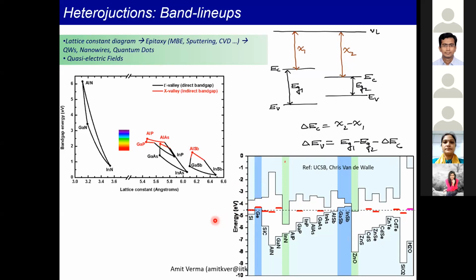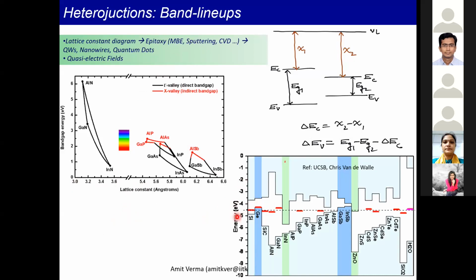Of course, there are technological issues. When you try to grow two materials on top of each other, they might not have the same crystal structure. Sometimes, even if they have the same crystal structure, for example silicon and germanium, they might not have the same lattice constant. So when you try to grow one on top of the other, many defects can get generated at the interface, which can kill your device properties. So one has to grow in a very careful way using epitaxial growth techniques such as molecular beam epitaxy, CVD, sputtering, all those kinds of things.